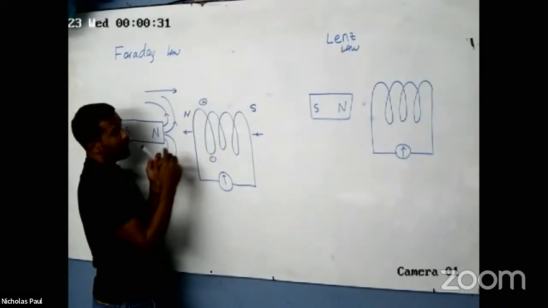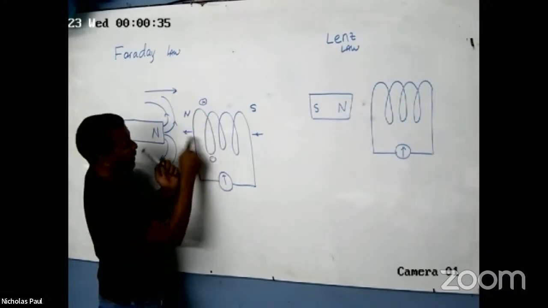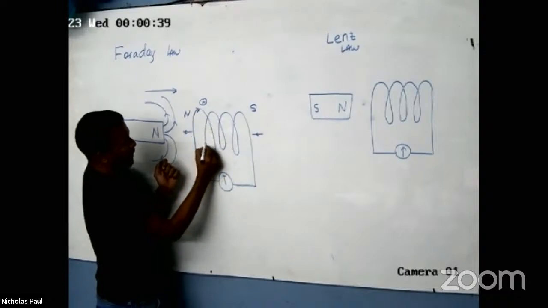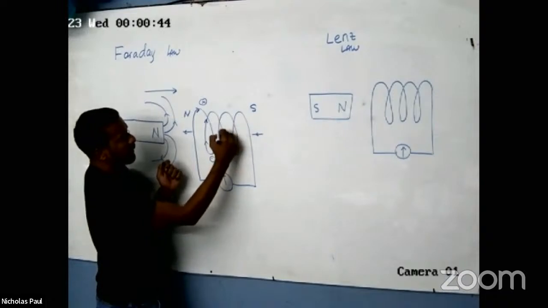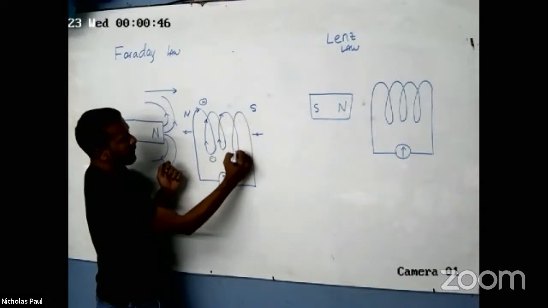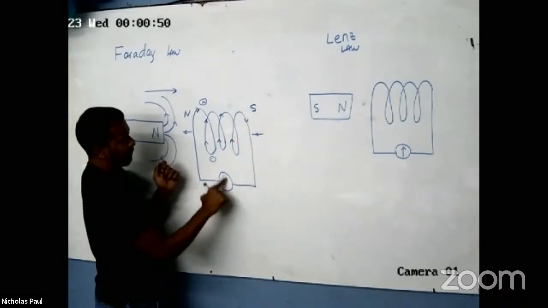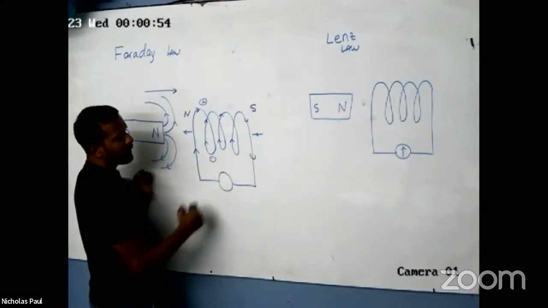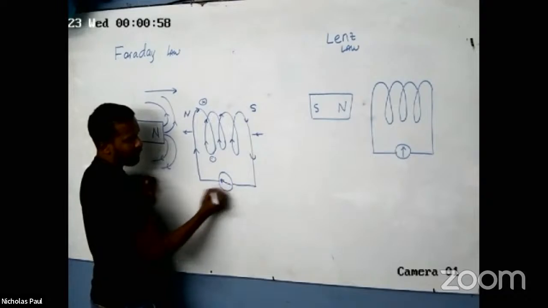So the current is going in at the top here and coming out here. It's going in here, coming back out. It's going in here, coming back out. So it's flowing like this. And if it's flowing like this, the galvanometer will follow the direction of the current.